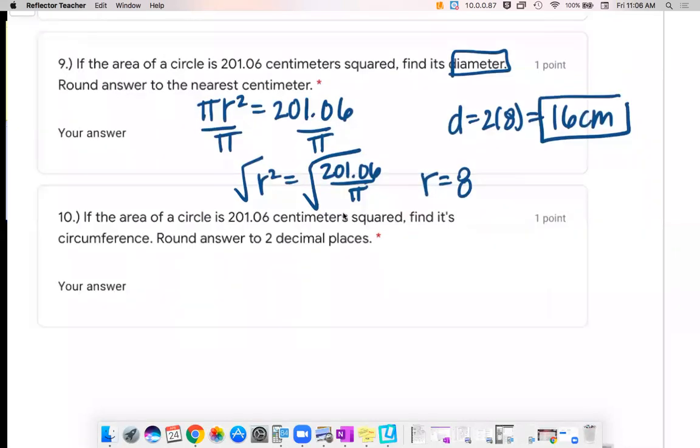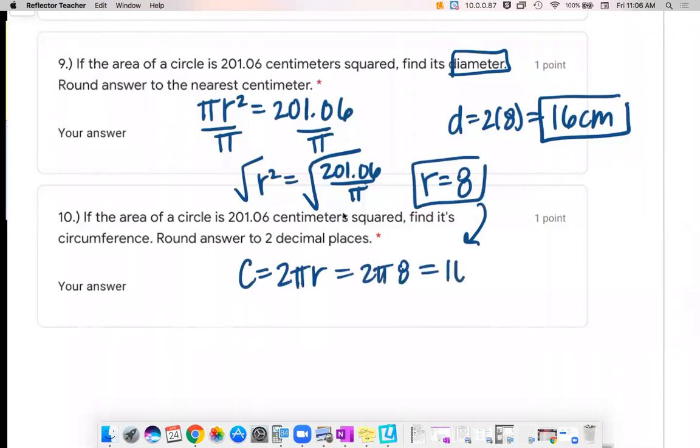Okay, 10 builds off of this. So this one says, same thing. If the area of a circle is 201.06 centimeters squared, find its circumference rounded to 2 decimal places. So we already found out the radius is 8, so we're going to use that down here. And then to get the circumference, that's just 2 pi r, or 2 pi 8, or 16 pi. And then if you plug that in your calculator and round a little bit, you guys should get 50.27 centimeters. And just make sure you round appropriately with those 2 decimals. So if the digit behind this was a 5, you round the digit up.